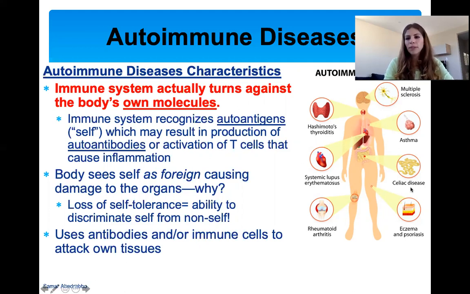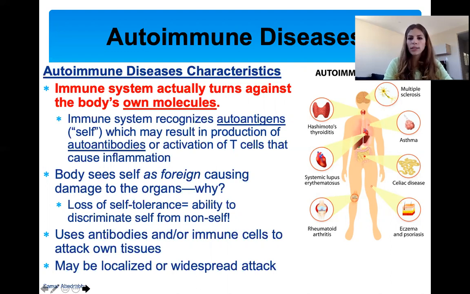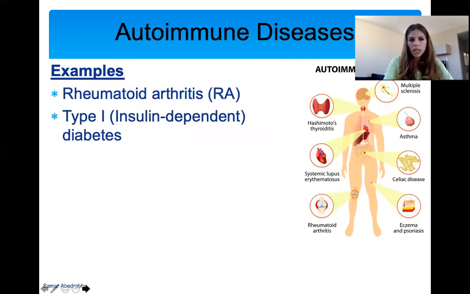There are many examples of autoimmune diseases. We're going to focus on talking about three, but just know there are a lot of different examples. This could be localized or widespread. This could be a rash where your body's attacking your own skin cells. A lot of times with lupus and other diseases, you see a significant rash. Or it could be widespread, where it starts affecting your whole body, a lot of tissues in the body. So we're going to talk about rheumatoid arthritis, type 1 diabetes, and multiple sclerosis. All of these are examples of autoimmune diseases.